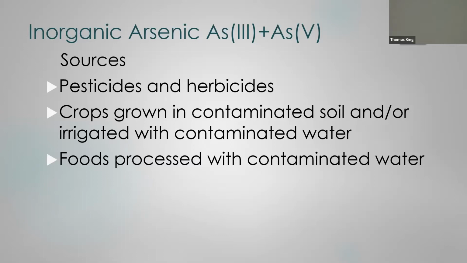Crops grown in contaminated soil or irrigated with contaminated water. The soil can be contaminated from pesticides, industrial waste, or mining activities. And the water can be contaminated from certain naturally occurring rock formations, or once again from industrial waste. And foods processed with the contaminated water can accumulate a lot of arsenic too.